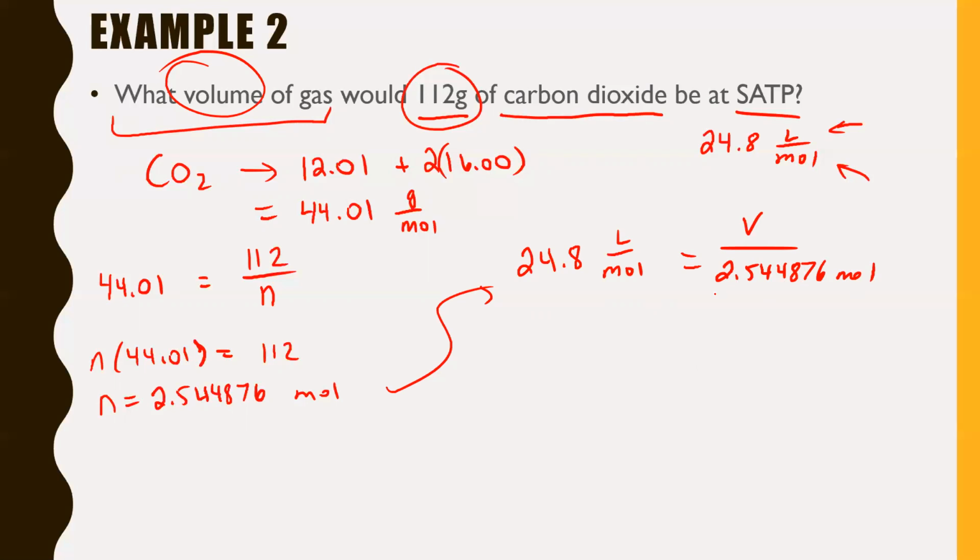So if I times by this crazy weird decimal number of moles, that's going to cross moles out on this side, and it's going to tell us just how many liters we have of volume. So our volume now is 24.8 times 2.544876, and I'll round that to 3 sig digs, so it's 63.3 0.1 liters, which shouldn't be a big surprise because again, we have about 2.5 moles. We know 1 mole is 24.8 liters. So you just times that by about 2.5, and that's where you get.